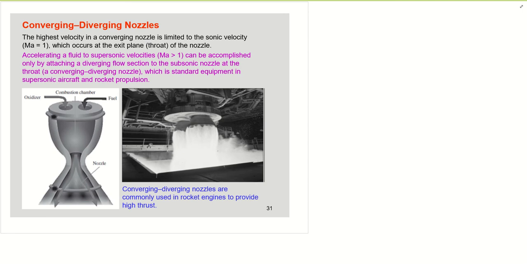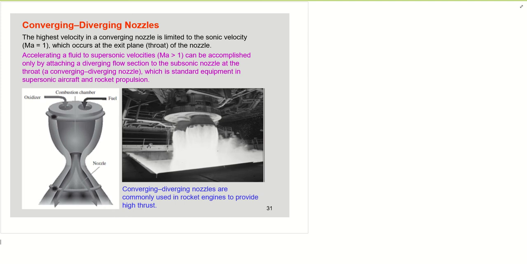Basically, in the previous lecture, we have learned how to set the back pressure for a converging nozzle in order to get the maximum velocity, which is Mach number equal to 1, based on the back pressure that we have set. If you notice, for the converging nozzle, the highest velocity is limited to sonic velocity, Mach number equal to 1, and this only occurs at the exit plane or throat of the nozzle.